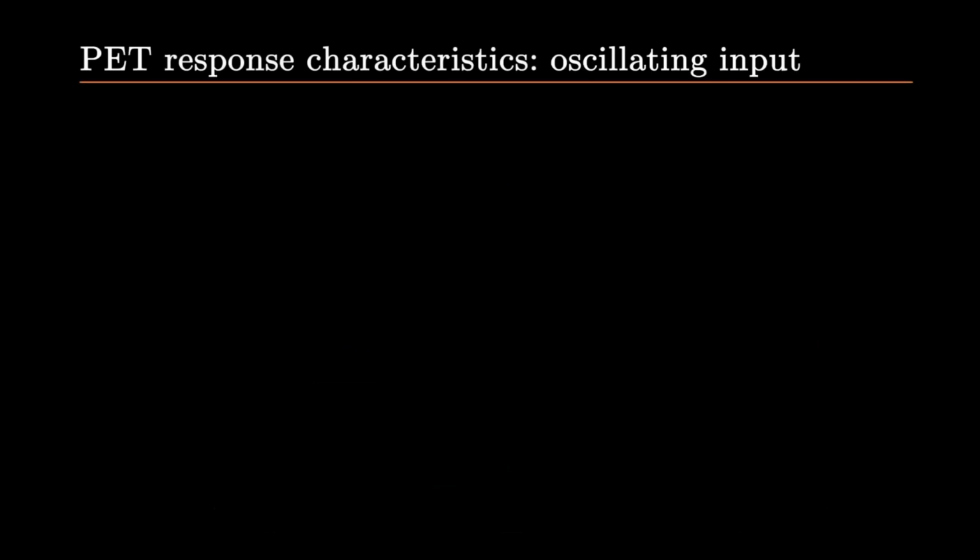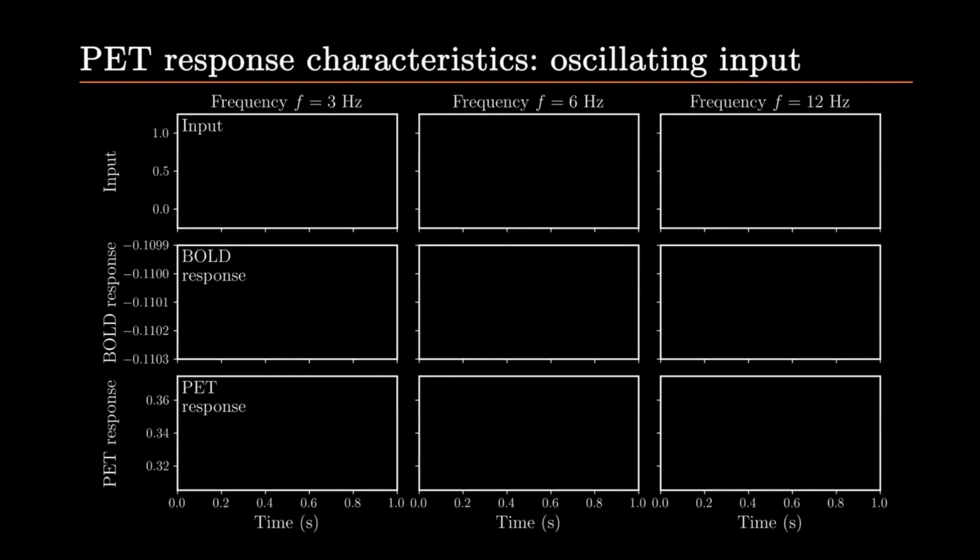Now, what about oscillating inputs? As we know, the brain performs oscillations. This is what we measure in EEG.